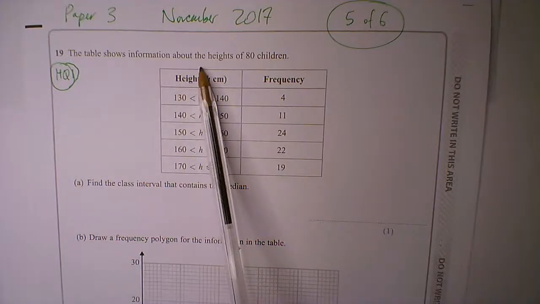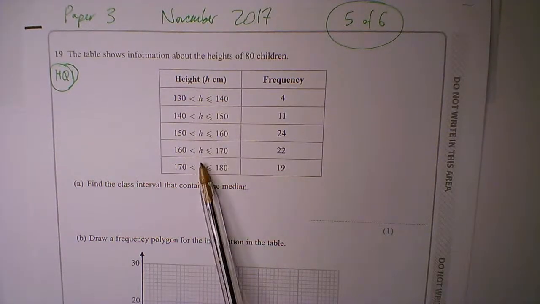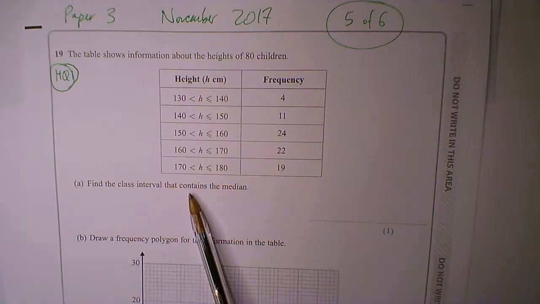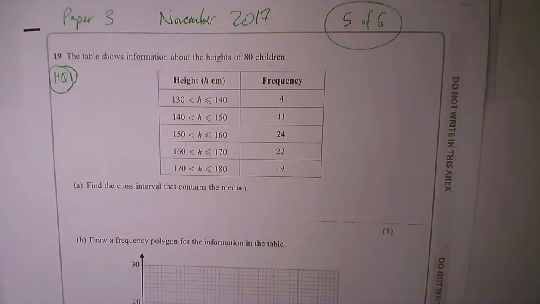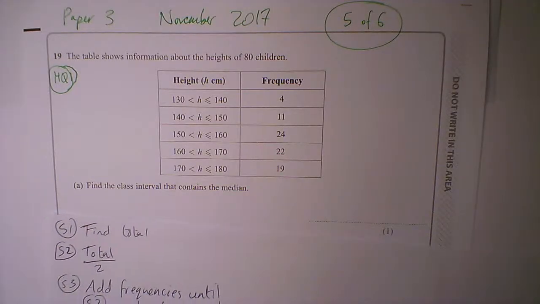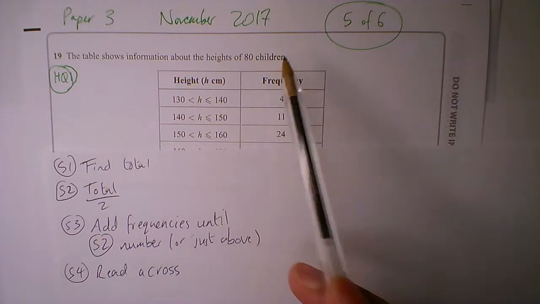The table shows information about the heights of 80 children. So we've got our height, our class interval here, and then our frequencies. Find the class interval that contains the median. And so similar to before, our steps are: step 1, find the total. So my total again is 80.